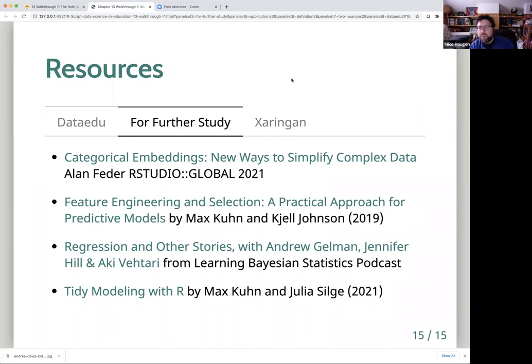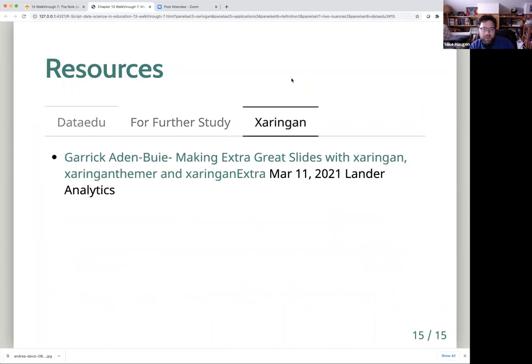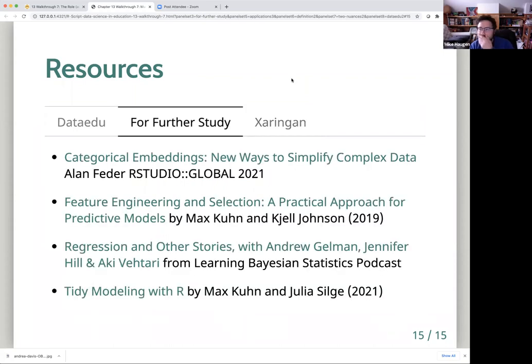And Regression and Other Stories is kind of an updated version of the 2006 book that's in the Data Science Education Resources. And in the podcast, they mentioned they're also working on a second book that will be coming out at some point in the future that focuses on multi-level modeling. So they kind of broke up both of those topics into two books. But I used this presentation from Garrick and Brew on Sherrigan. And so those are some things to study.